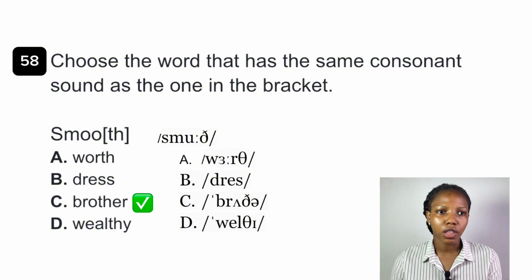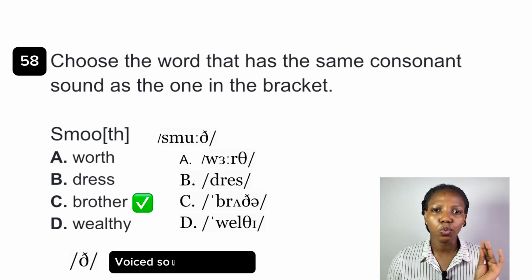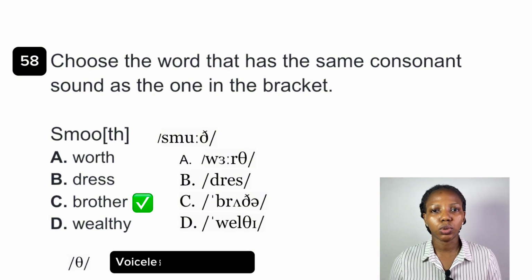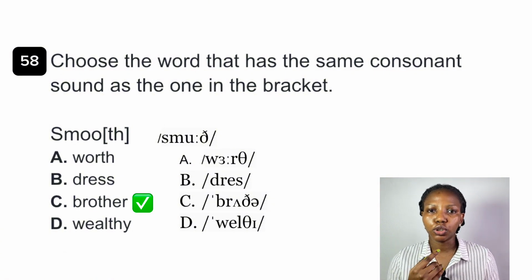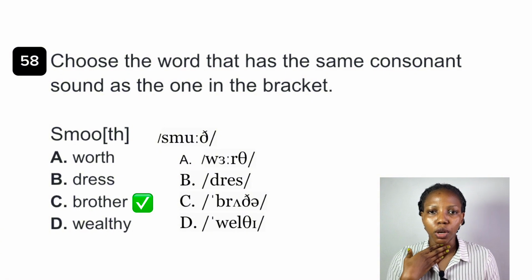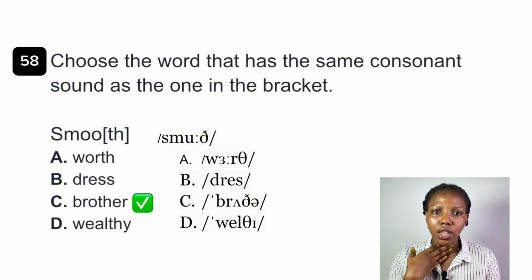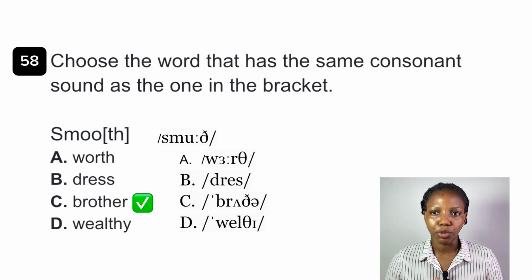So let me do a quick breakdown. The sound in smooth is different from the sound in worth. These two sounds are similar. They are produced in a similar way. The only difference is one is with vibration and the other is without vibration. So how do you produce the sound? Just lift the tip of your tongue to the upper set of your teeth and produce one with vibration. How do you know it's vibrating? Just touch this part of your body and you feel the vibration. And one is without. So the answer to this question is definitely option C, brother.